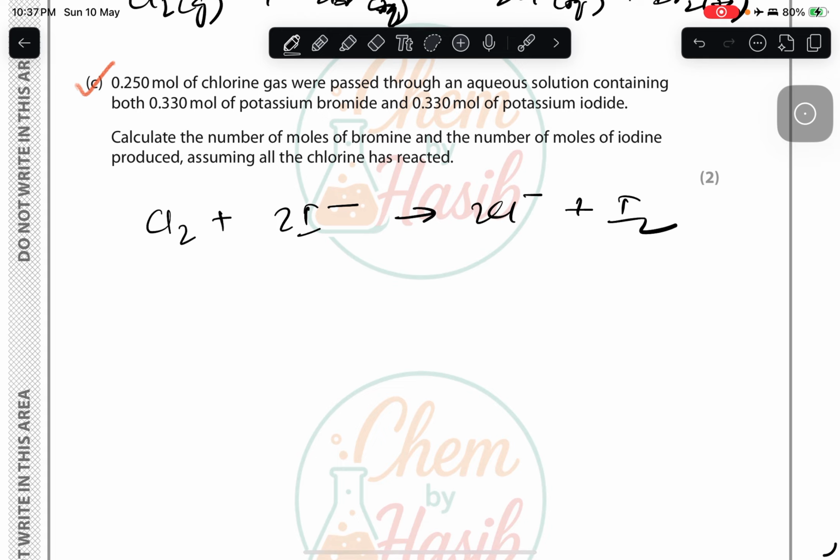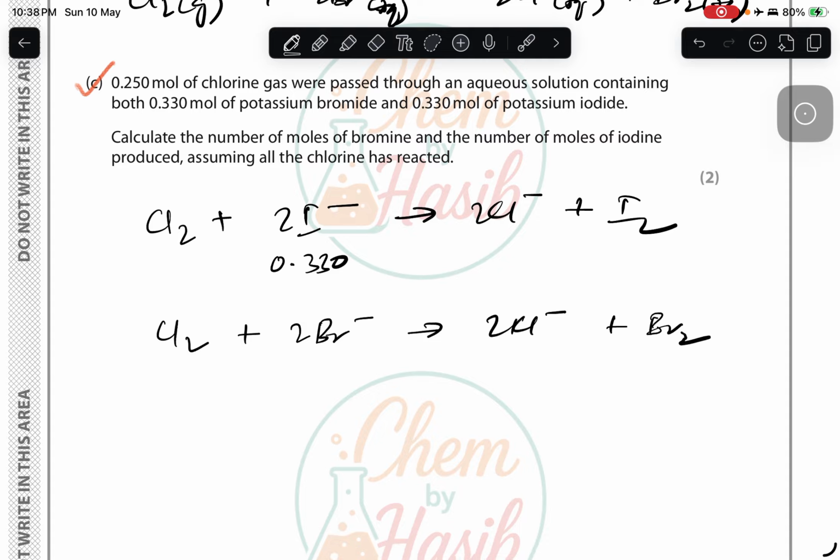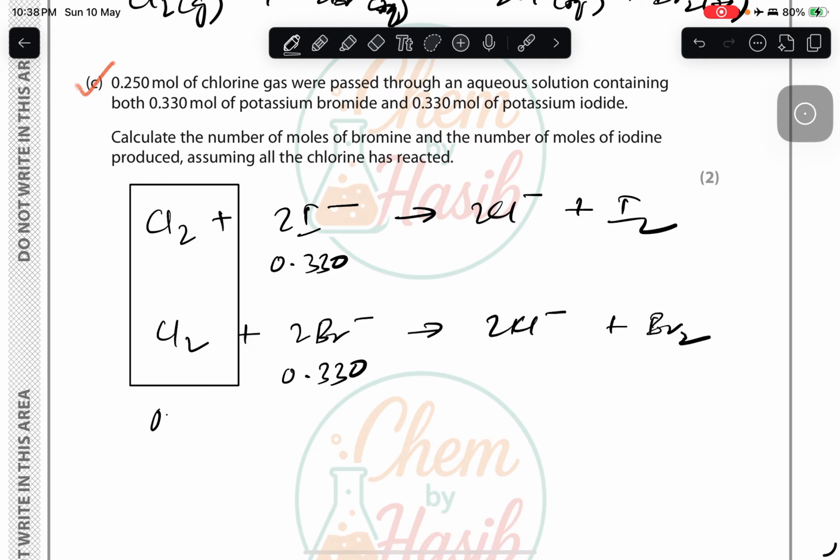Now the number of moles of iodide is 0.33 mole, right? And when chlorine reacts with bromide, this reaction produces chloride and bromine, and the mole used is also 0.33. The total number of moles of chlorine used is 0.250 moles, right?